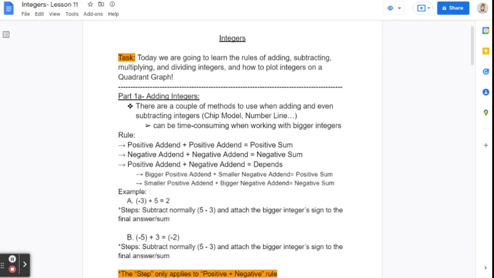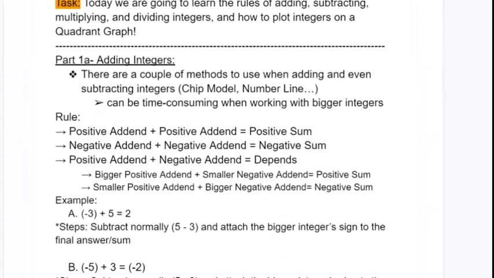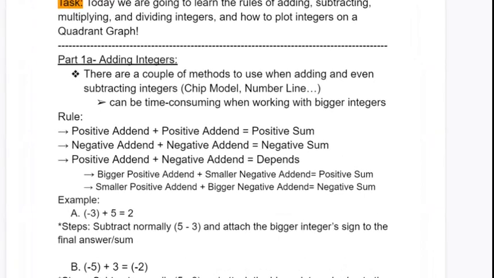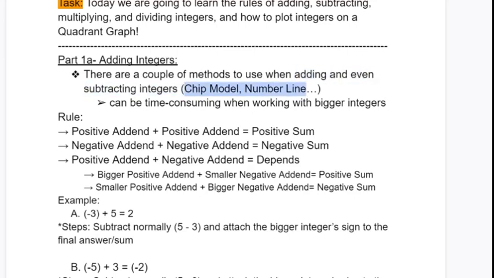So part 1A is adding integers. There are a couple of methods to use when adding and even subtracting integers. Some of them are the chip model and the number line, but these can be time consuming when working with bigger integers. When we're first learning about integers, like in younger grades, you may be taught with the chip model or the number line, but as you get older and you work with integers on a daily basis, especially in algebra, it's going to be difficult to have to make the chip model or use the number line every single time.